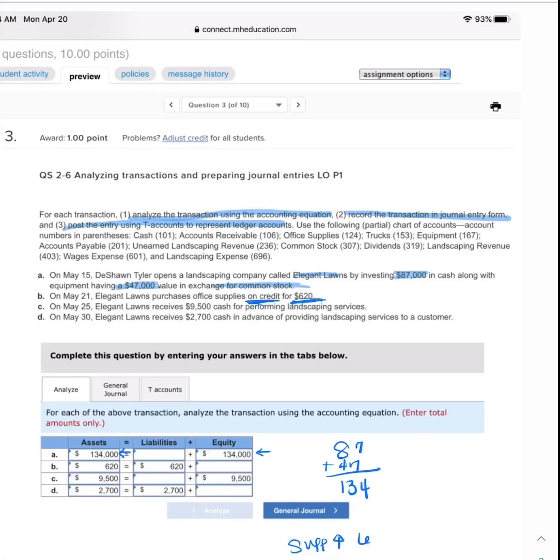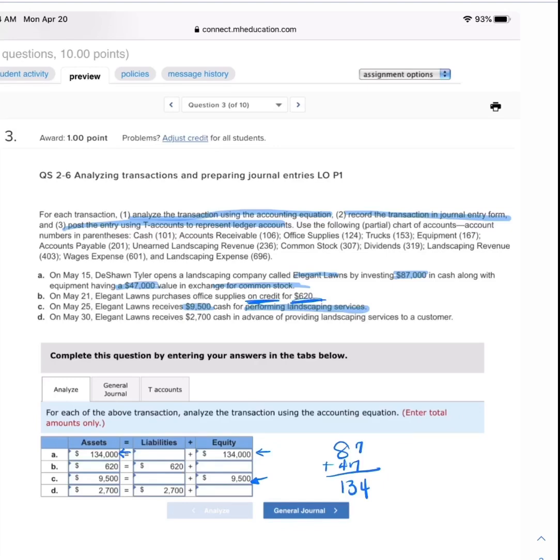Now, the next thing that we want to look at is the third example. So the third example tells us that Elegant Lawns received $9,500 in cash for performing landscaping services. So because we performed this, it means we have earned it. Because we have earned it, it is a revenue. And because it is a revenue, equity has increased by $9,500.